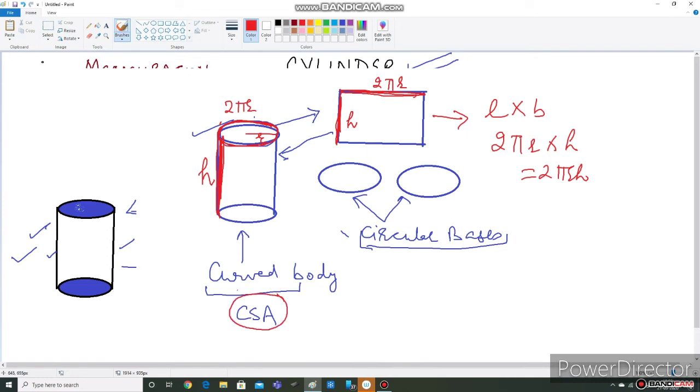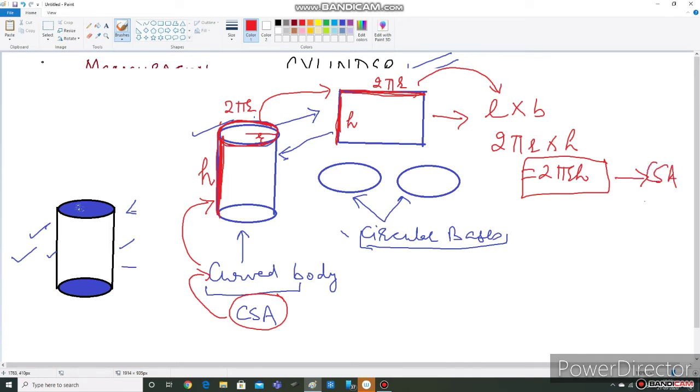Curved surface area is nothing but, see, again I am going through the steps, the area of the curved body. Curved body is here. If I open up the curved body, I will get this rectangle. The area of the rectangle is L cross B. If I put the values, I will get 2 pi r h. So students, in a fun way we have created the curved surface area of the cylinder. This is the formula of curved surface area of cylinder.